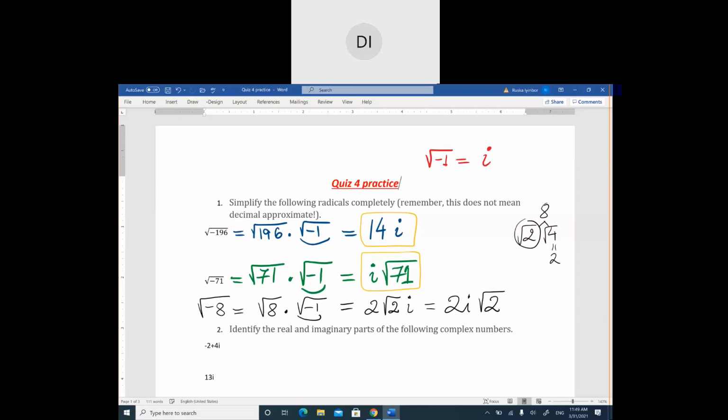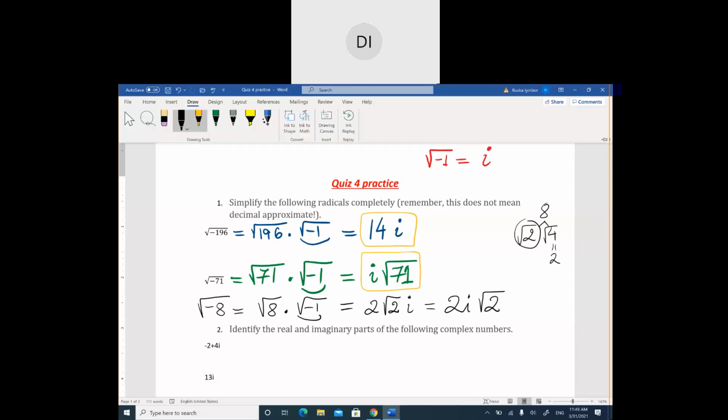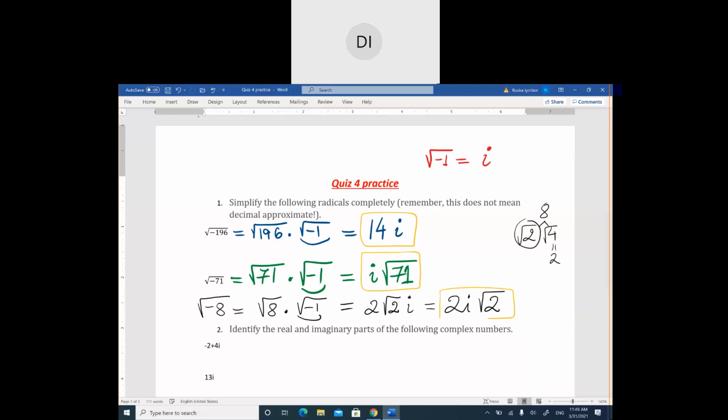So the rule is I goes after the whole number, and I goes in front of the square root if there's a number with a square root. The reason behind it is that when you write I behind the square root, it could look like the I is inside the square root, which is something different. To avoid that confusion, you put I in front of the square root. Okay? Everybody understanding this? Quick question.